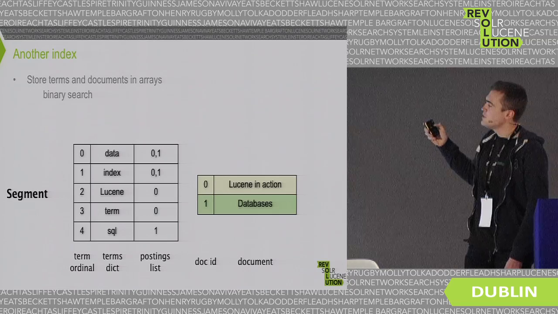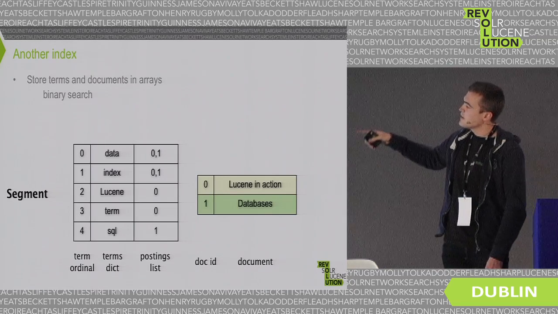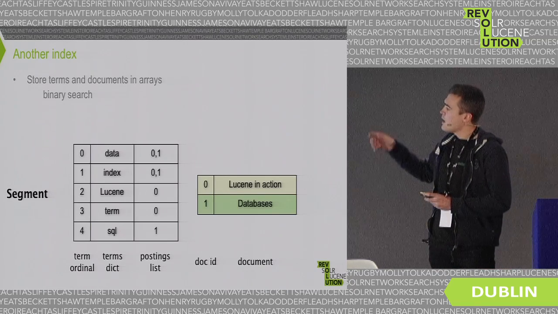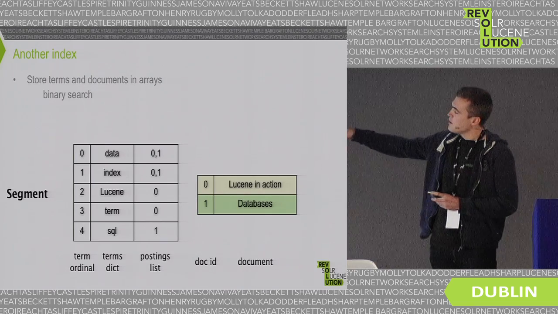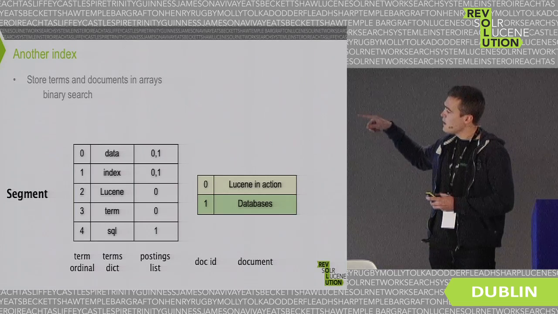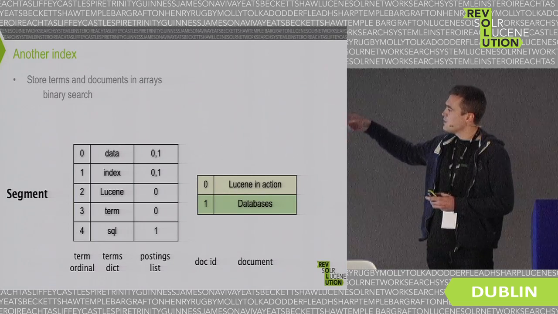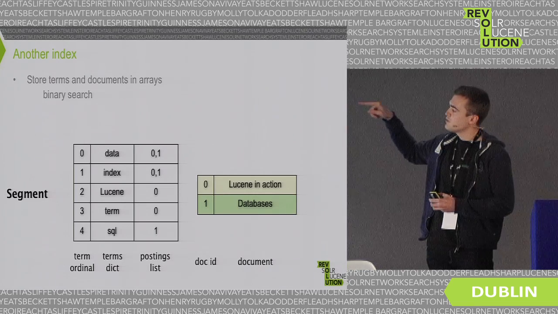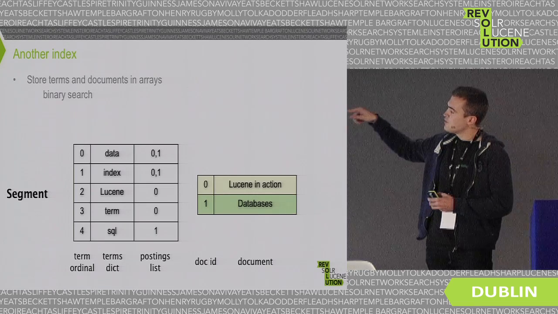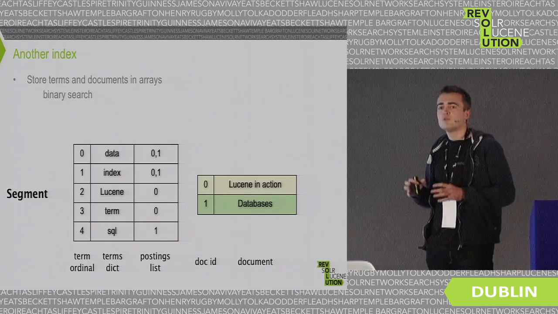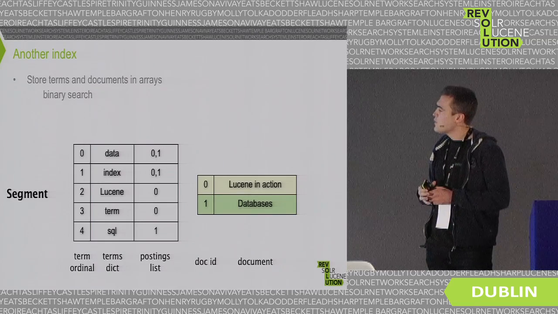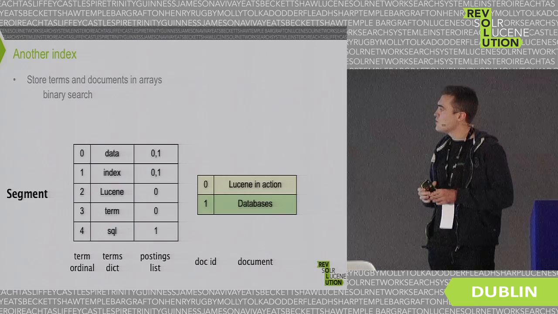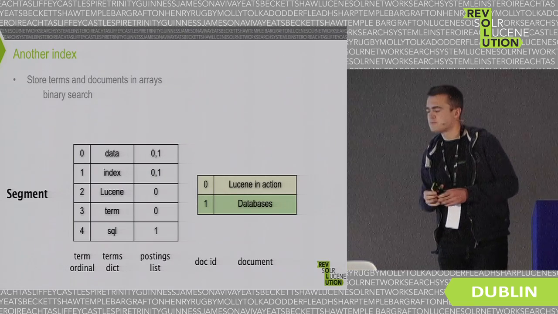In Lucene terminology, what we are seeing here is a segment. In the documents, the index in the array is what we call the doc ID. Then we have the document. And in the inverted index, we have the index, which is the term ordinal, the terms which are contained in what we call the terms dictionary, and we have the posting list. So this is a Lucene index.